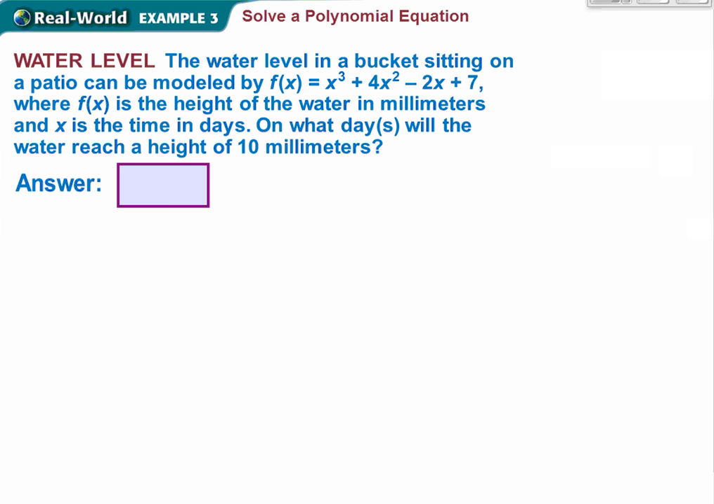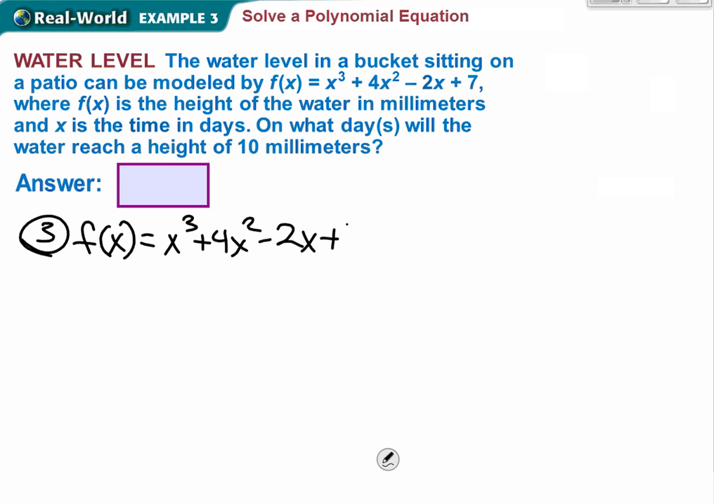So now we have just kind of a little problem to do, and we're going to solve a polynomial equation. The water level in a bucket sitting on the patio can be modeled by f of x equals x to the third. Here, I'll write that as we go. This is number 3. F of x is x to the third plus 4x squared minus 2x plus 7. Where f of x is the height of the water in millimeters and x is time in days.